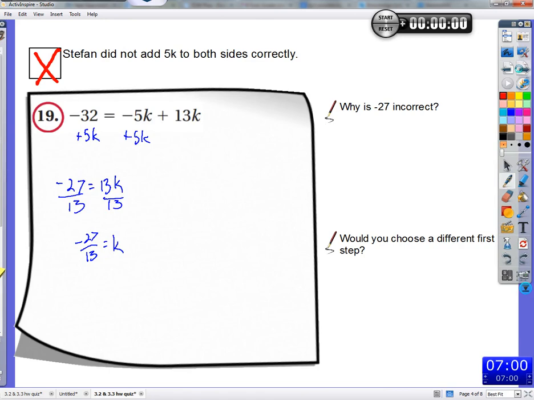Alright, so I just want you to do this again. I want you to write down on your papers and in your notes, why is negative 27 incorrect? This guy right here, this negative 27. Take a look where you got it from and what makes it incorrect.